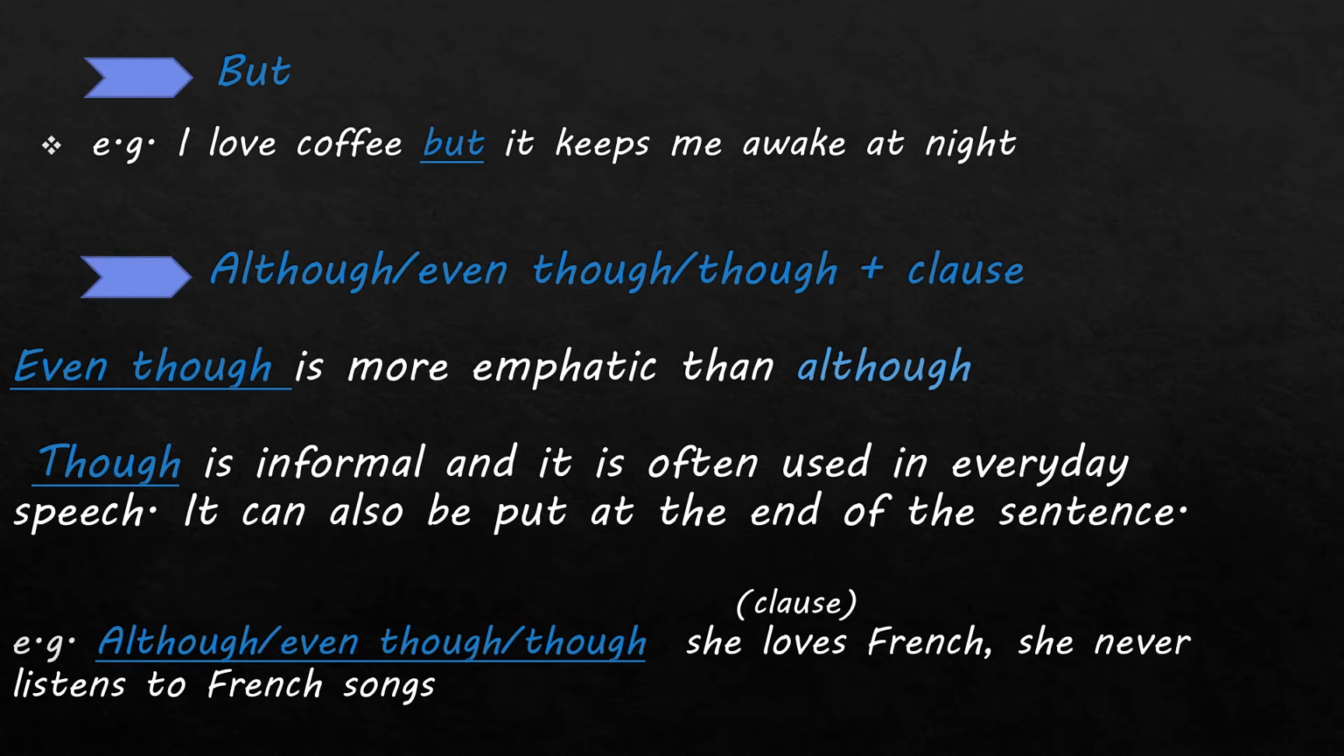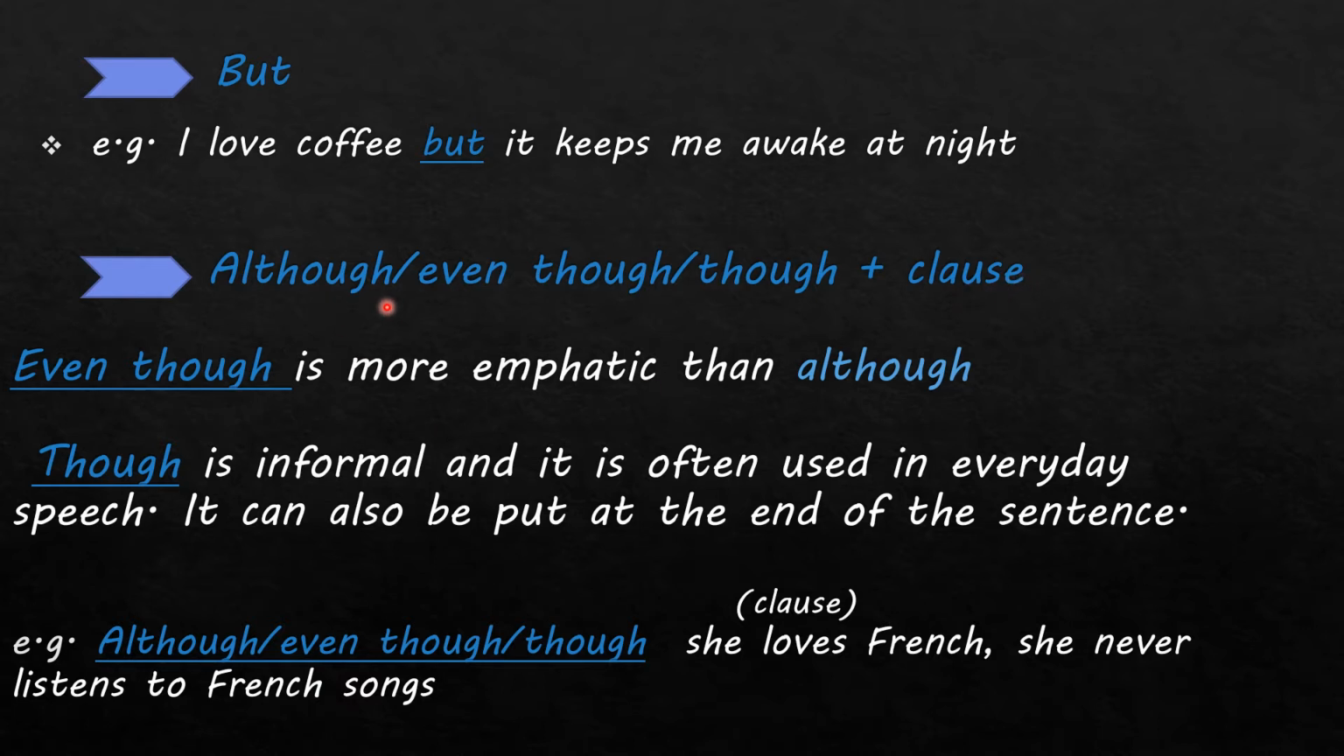Let's start with some words which are widely used to show contrast. The first one is but. I love coffee, but it keeps me awake at night. In this case, I am showing contrast. Although, even though, or though are used by a clause, followed by a clause. A clause means a sentence.